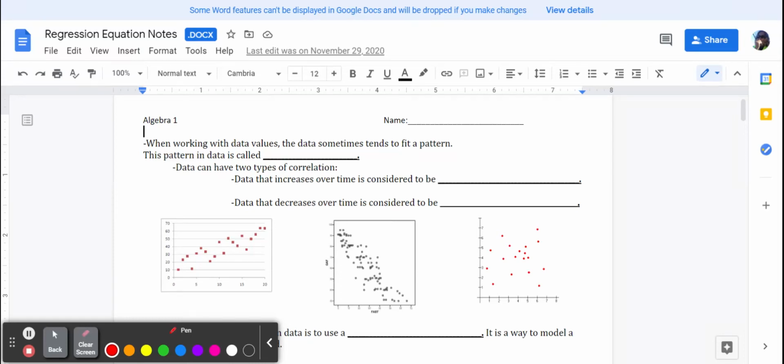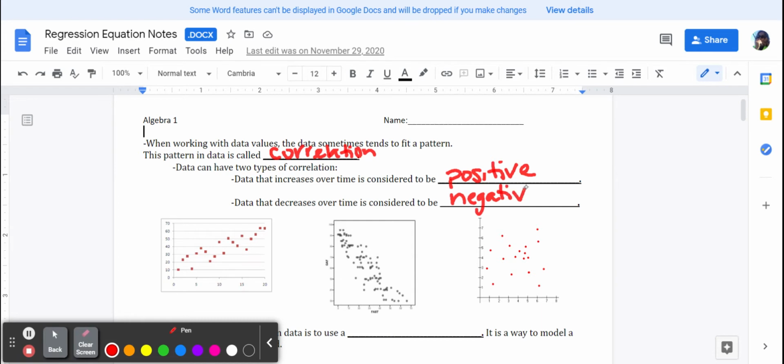So for regression equations, we're going to look at some different data sets. And when we're working with these values, sometimes this data tends to fit into a pattern. And this pattern can be called correlation. Now, there are multiple types of correlation that we can discuss. They can increase over time, and if my correlation is increasing, then it is said to be positive. Or my correlation can decrease over time, and that's said to be negative.